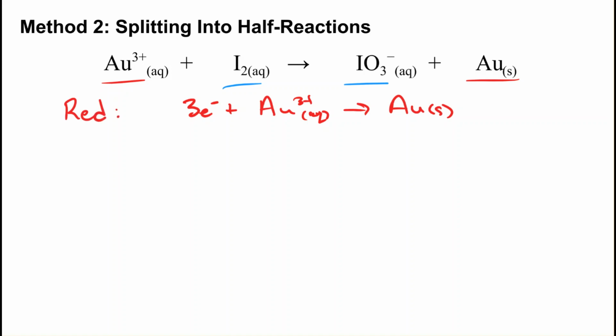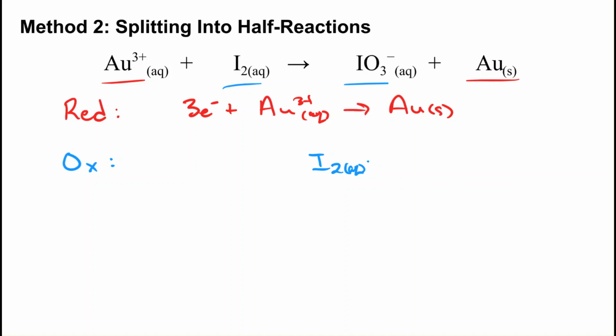So let's do our oxidation half reaction. The other one has to be oxidation. If one half reaction is reduction, the other one must be oxidation. Because if something's gaining electrons, then something else has to be losing electrons. Let's do this.